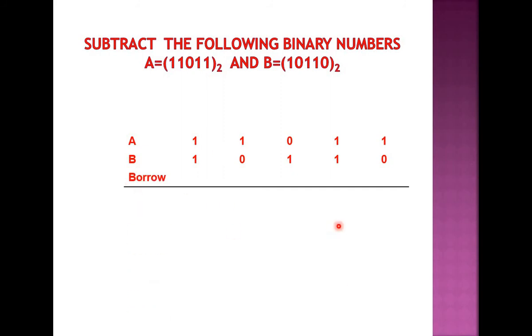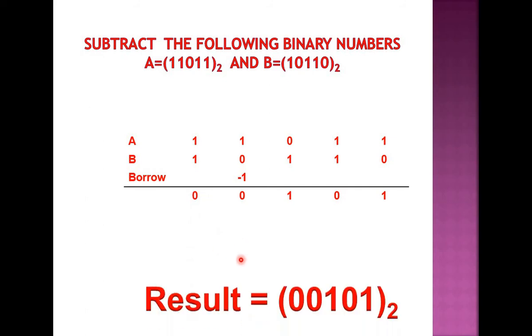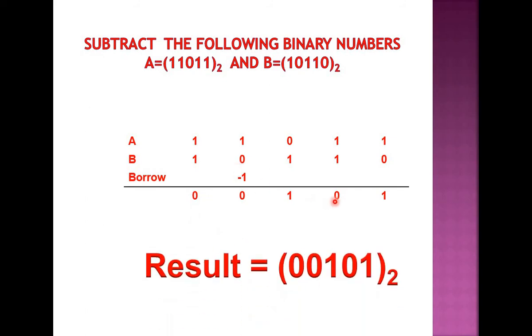Now we have to make the subtraction. 1 minus 0 is 1, 1 minus 1 is 0, 0 minus 1 is nothing but a subtraction result of 1 with a borrow, represented as minus 1 here, so we write minus 1. 1 minus 0 is 1 and 1 minus 1 is 0, and again 1 minus 1 is 0, so we get the result as 00101 to the base 2.